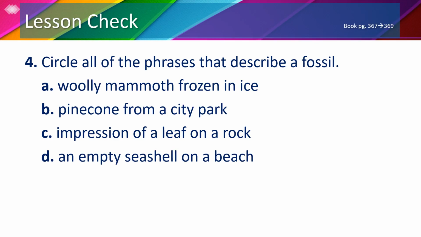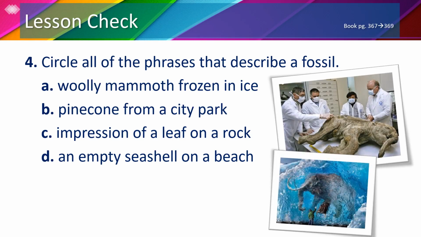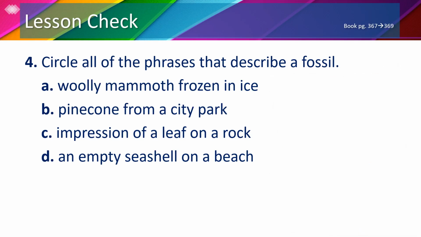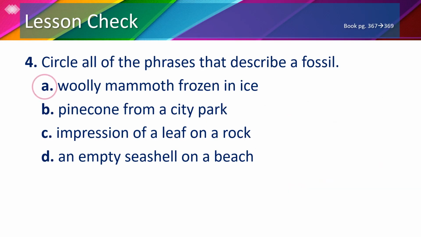There are many ways that a fossil can be formed. Two of these ways are listed above. We mentioned in Exploration 1 that animals, such as mammoths, can be frozen in ice and preserved for millions of years. We also said that leaves can leave an impression when pressed against a rock. So the answers are A and C.